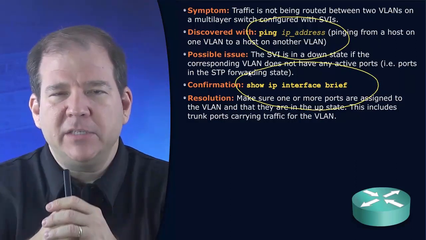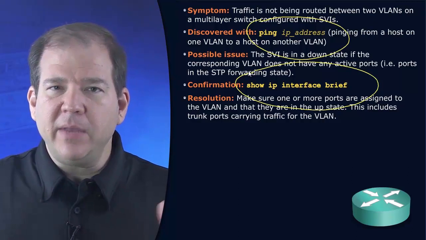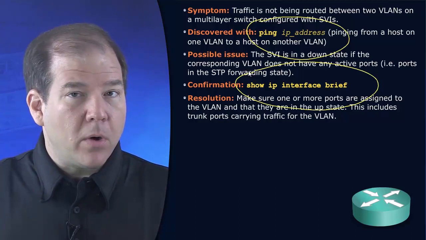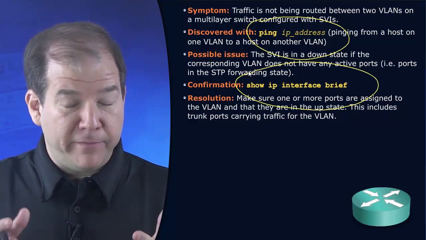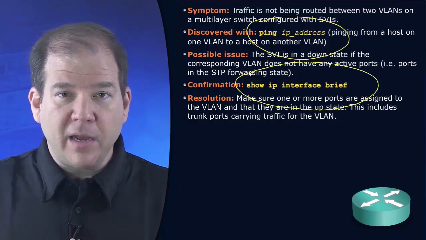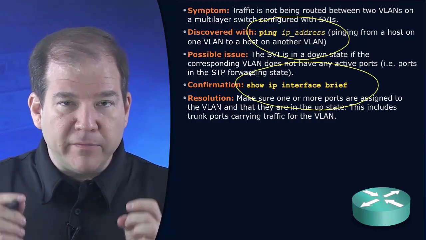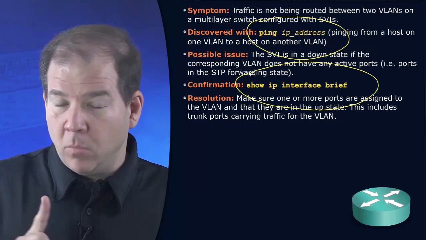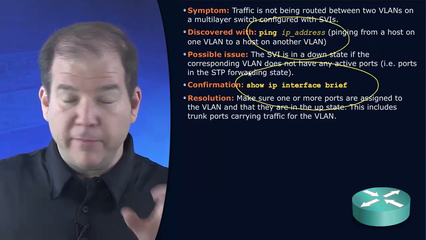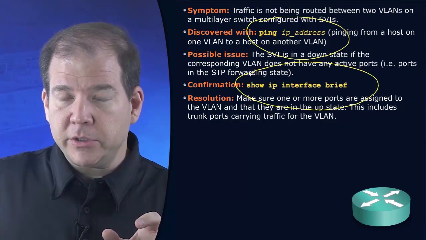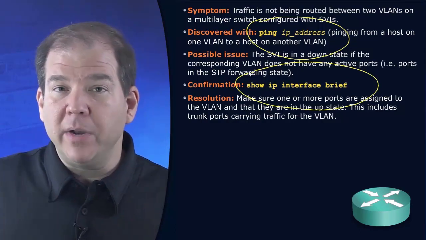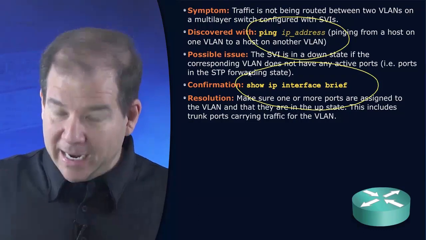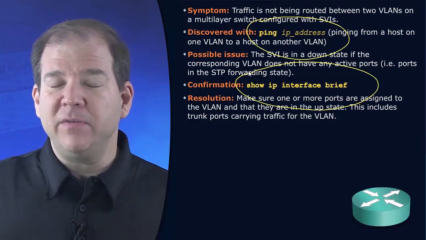Well, here's the thing with an SVI to understand. For an SVI to be in the up state, there has to be at least one port that's a member of that VLAN represented by the SVI. We have to have at least one interface that's a member of the VLAN that is in the forwarding state. That means that number one, we could have a physical port on that switch that belonged to VLAN 700 as an example, and we've got a PC plugged into that port on the switch, and it's up. That's enough for the SVI to be up.